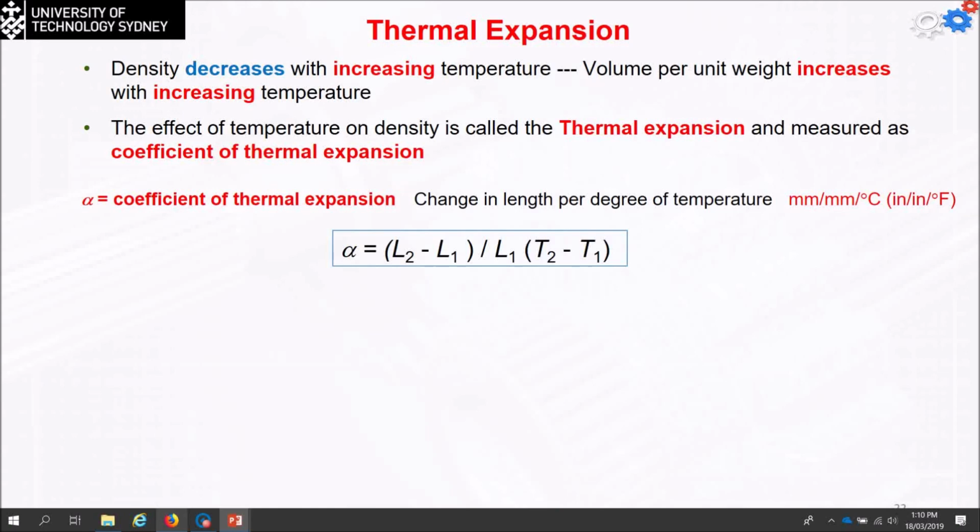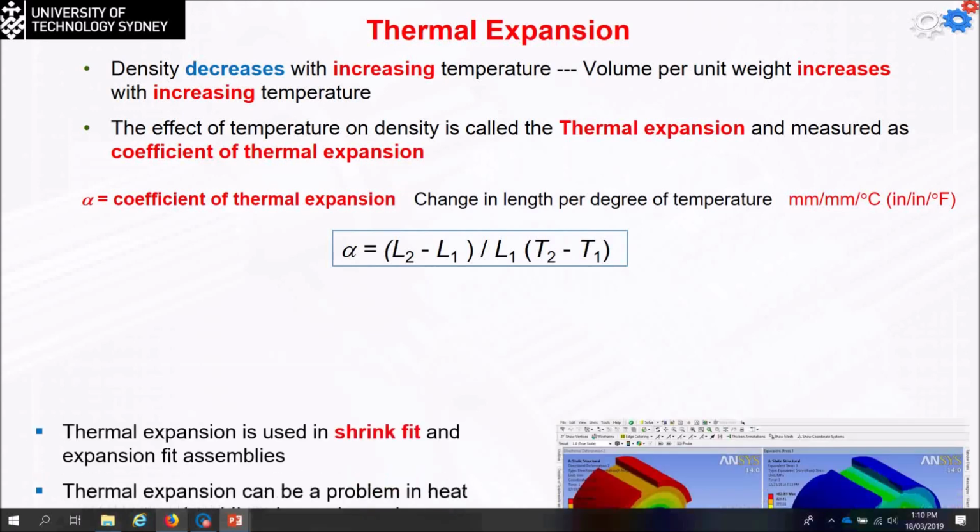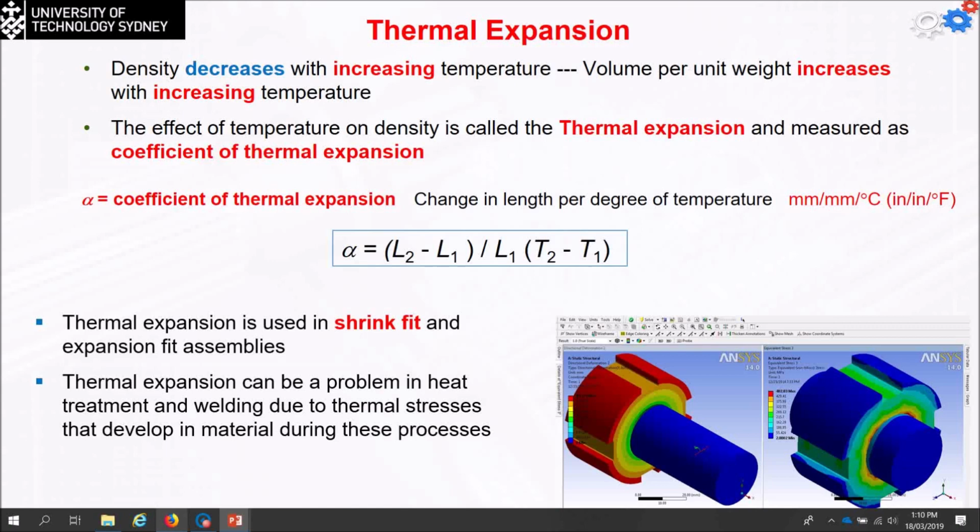Thermal expansion is very useful, especially in the process we call shrink fit. If I would like to fit a bigger diameter shaft in a smaller diameter hole, the best thing is to heat it up so it expands. Then I can insert it with lower force, and as it contracts we get a tight fit of the parts together. Thermal expansion can be a problem in heat treatment and welding due to the thermal stresses that develop in the material during these processes.